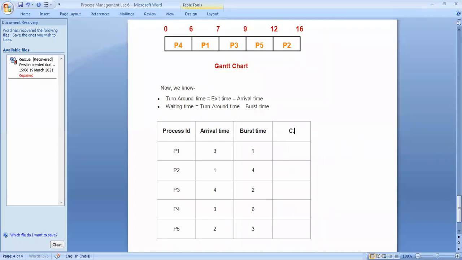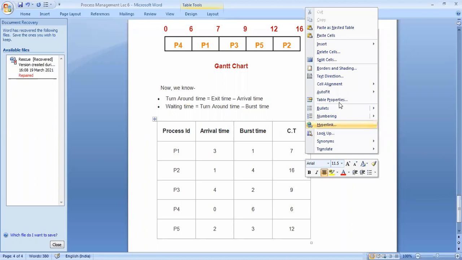So now we'll calculate completion time, one by one. Completion time of P1 is 7. Fine. Next, 16. Very good. Next process, 9. Very good. Next, 6. Very good. Next, 12.